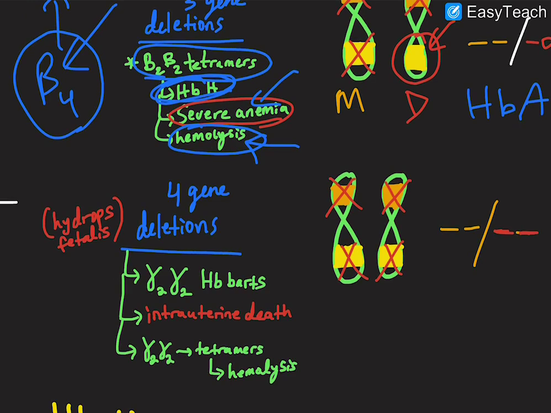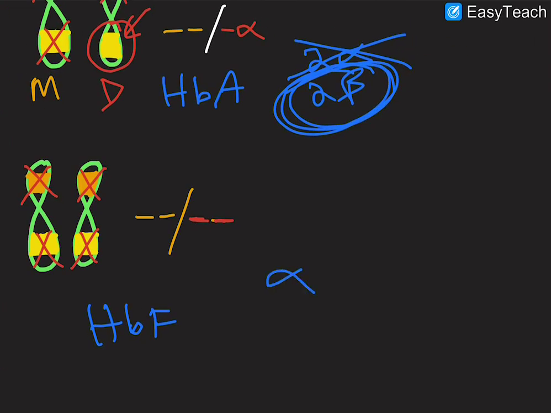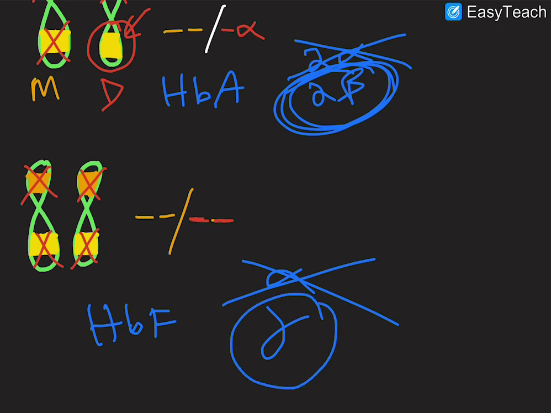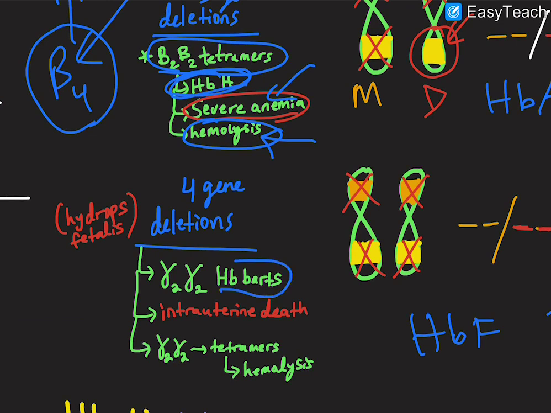Because if you look at hemoglobin F, what was fetal hemoglobin made up of? Fetal hemoglobin was made up of 2 alpha and 2 gamma. Now, we just said in this subtype all 4 alpha genes are deleted, so you're producing no alpha globin chains. That means the gamma chains will start combining with other gamma chains, and you're going to form gamma tetramers. Gamma tetramers are called hemoglobin Barts. So you're going to start forming gamma tetramers, and that's called hemoglobin Barts. And this leads to intrauterine death.